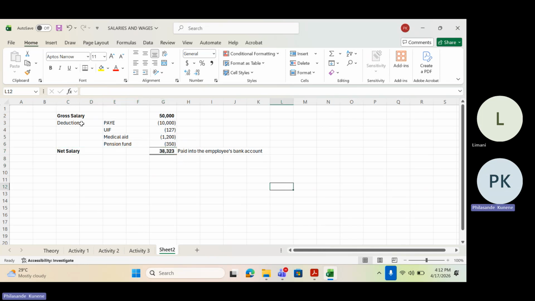So it's very important that we understand these deductions and their role in your gross salary. Earning 50,000 doesn't mean that you're going to receive 50,000 in your bank account. You still need to pay tax. You still need to pay UIF, medical aid, pension fund. These are normal deductions that we usually have, and these are the deductions that we're going to talk about now.